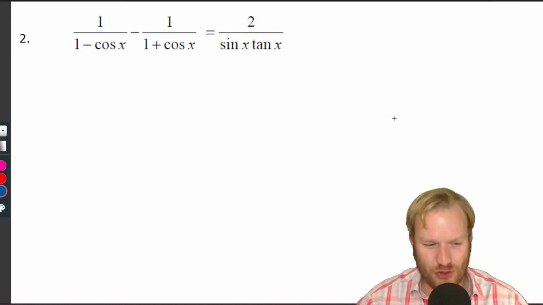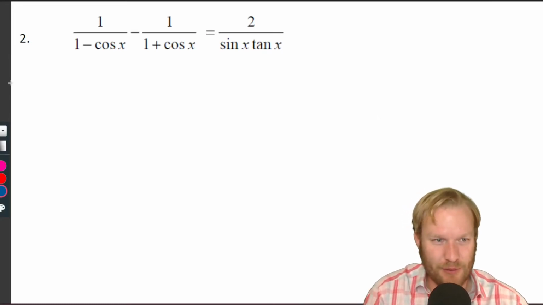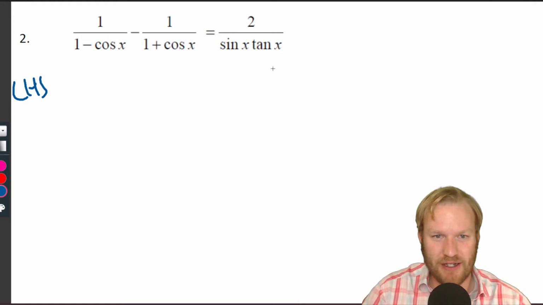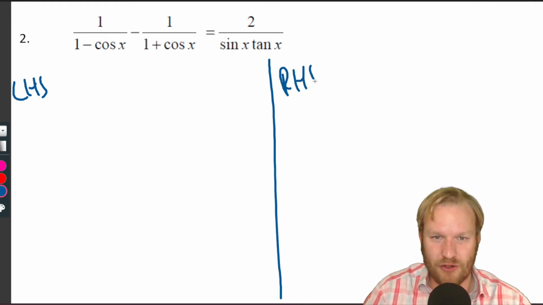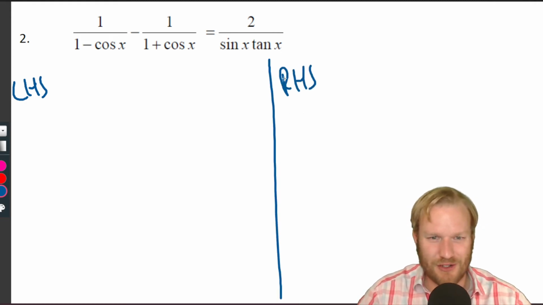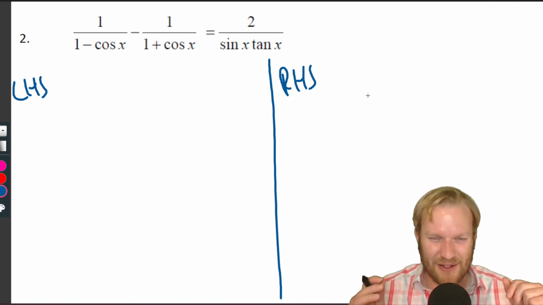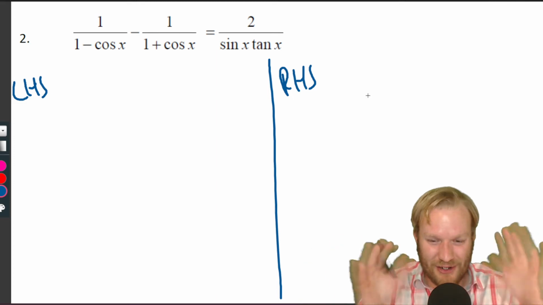Okay, so let's jump straight into our second example. Remember, we're going to either choose the left-hand side or we're going to choose the right-hand side. I like to just have this ready in case I need to work with one or the other. It's just that reminder that left-hand side and right-hand side, they're not interacting.